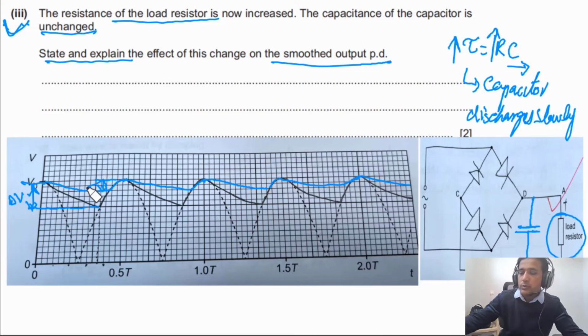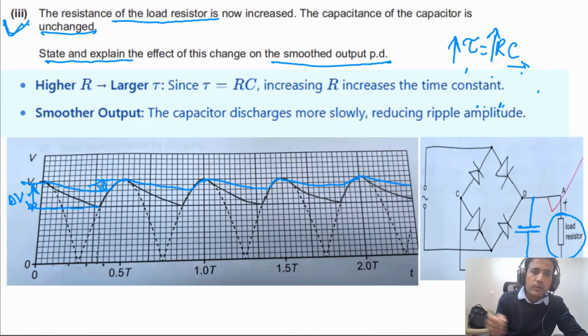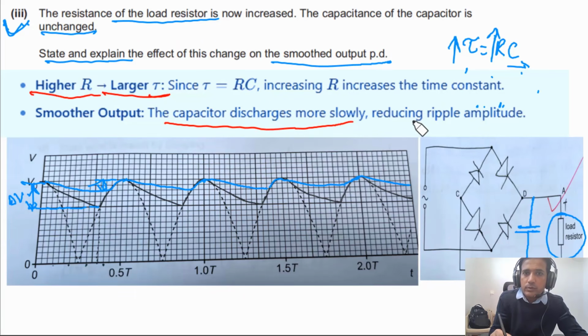So these are the points you need to understand to answer the question. Now let me show you the answer, how you can write down a nice answer. In your answer, you have to include these points. First of all, you can say as R increases, tau will be greater. As tau is greater, it means the capacitor discharges slowly, so the ripples will decrease.